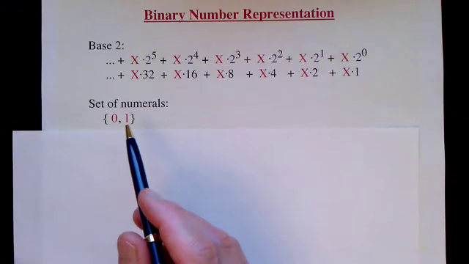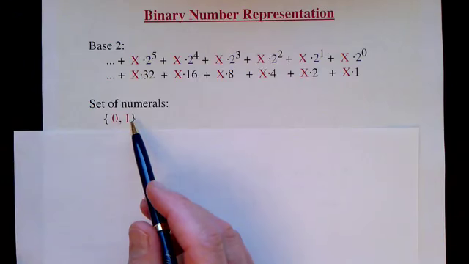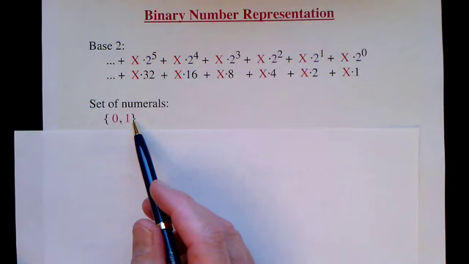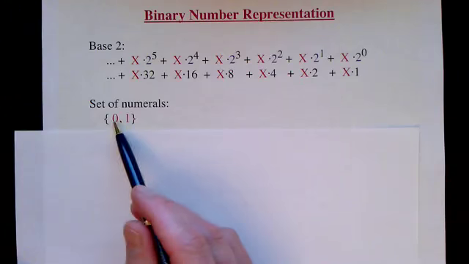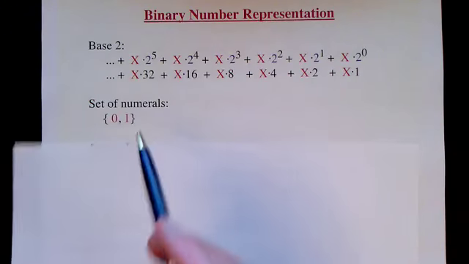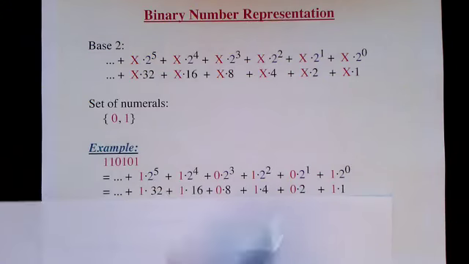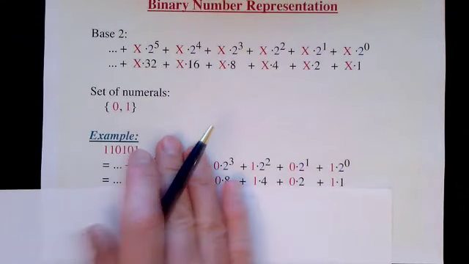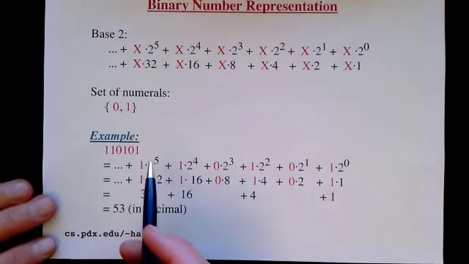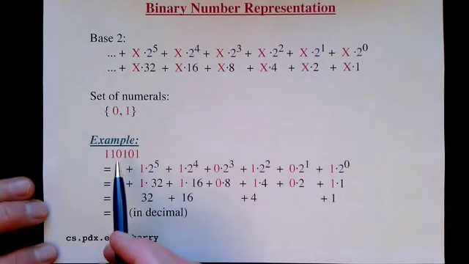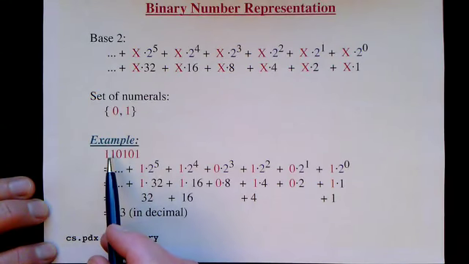Instead of having 10 digits, or instead of having 16 numerals, which we have for the hex system, here we only have 2 numerals, 0 and 1. So let's look at an example binary number and see how we can convert it to decimal, see how we can figure out what its value is. So here's our example number, 110101.